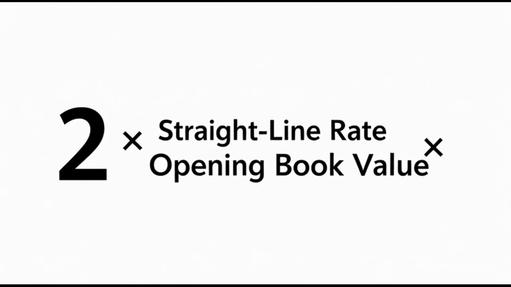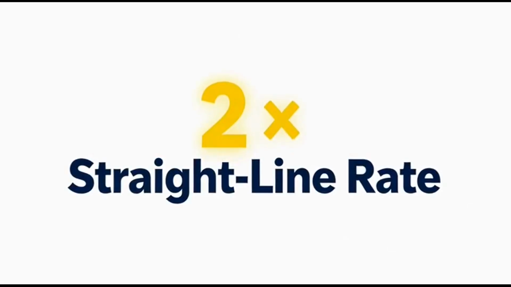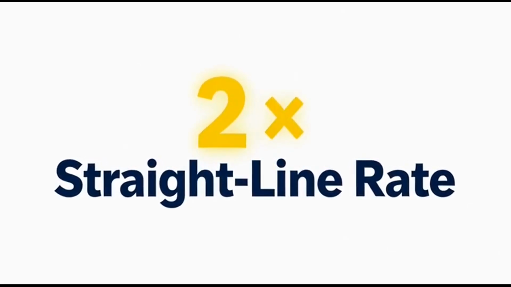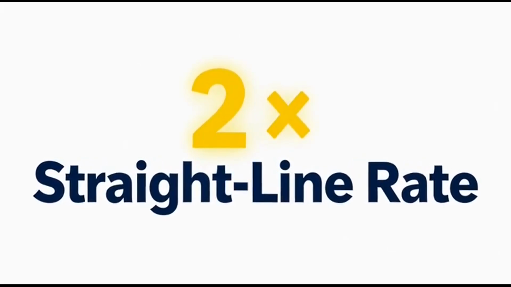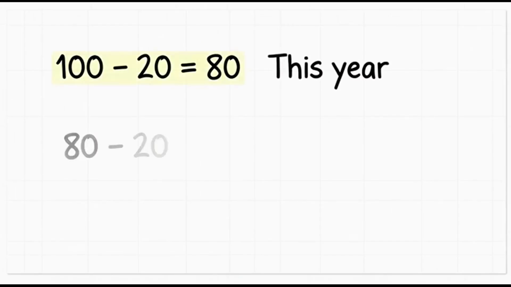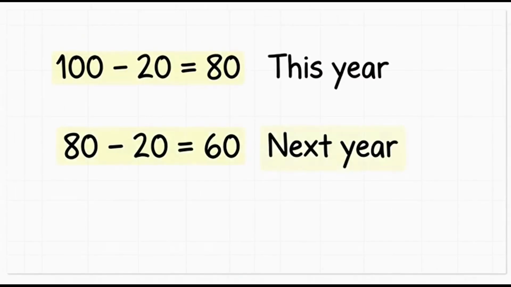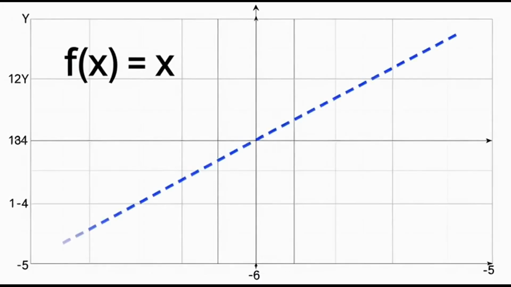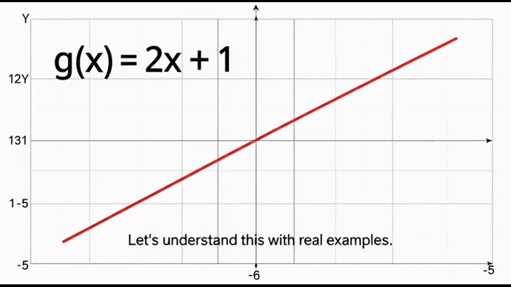The formula of the double declining method of depreciation is simple. We double the straight-line depreciation rate and multiply it by the opening book value each year. This creates a declining expense pattern. Let's understand this with real examples.